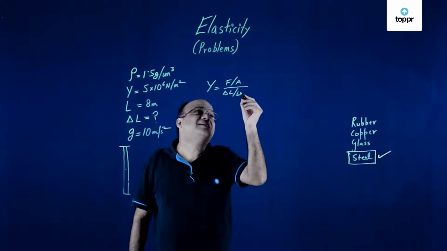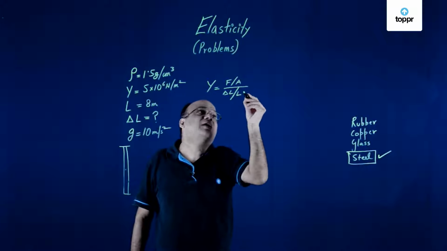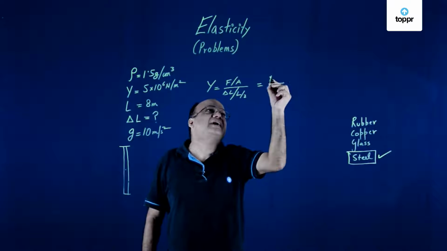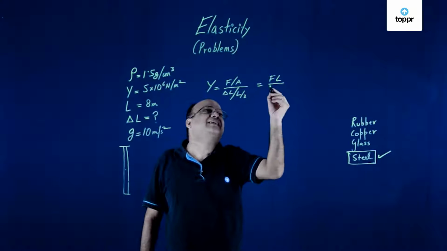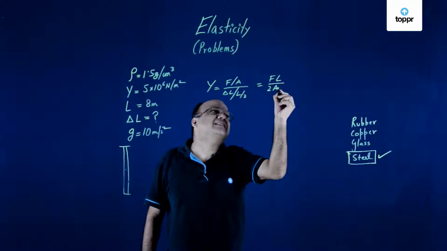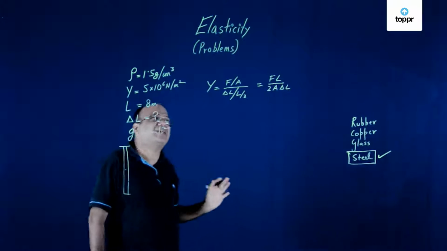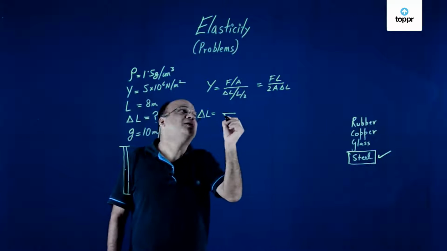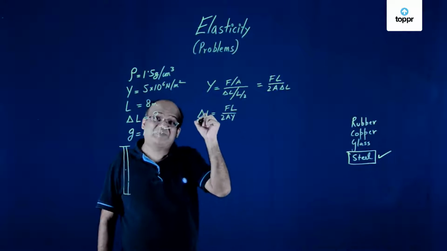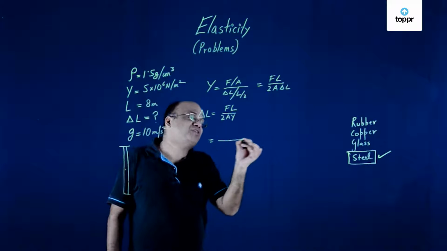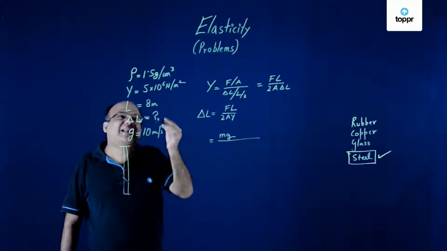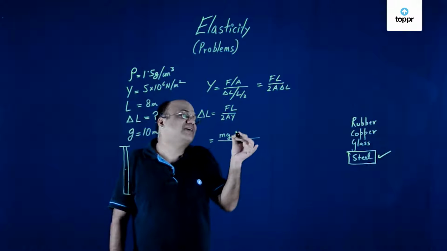So let's write that here. So L by 2 if we write, then what do we get? This L will go up, so we'll get FL, and we get A delta L, 2A delta L in this case only. Otherwise it is FL by A delta L. So therefore, delta L is equal to FL by 2AY in this particular problem, right? So force is weight, which is mg, right? L is the length of the rope, which is 8 meters.